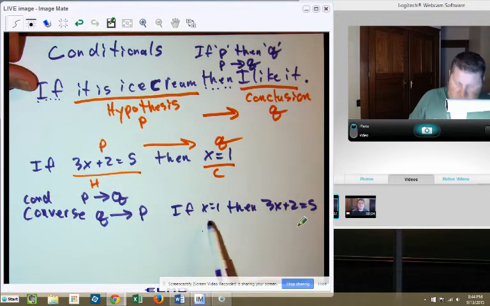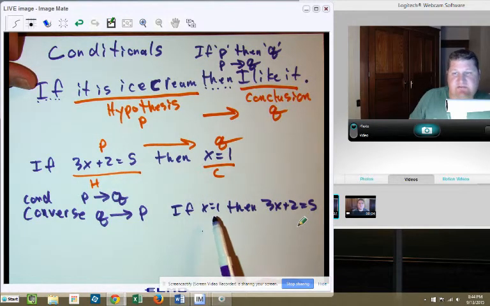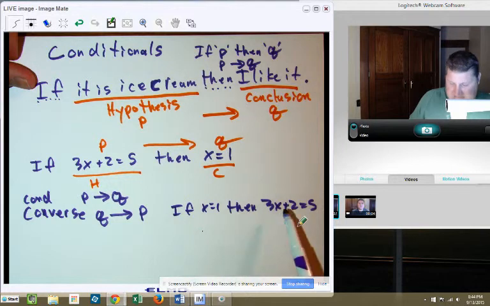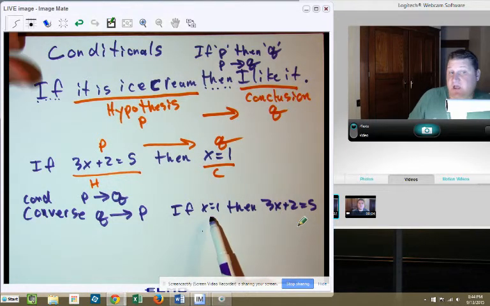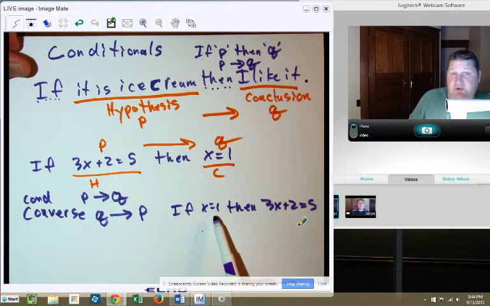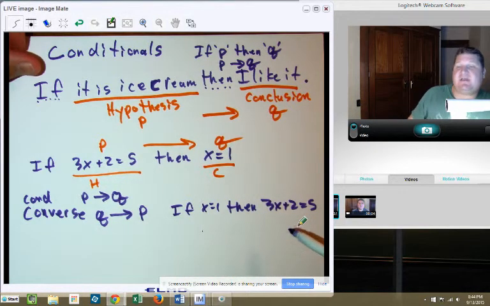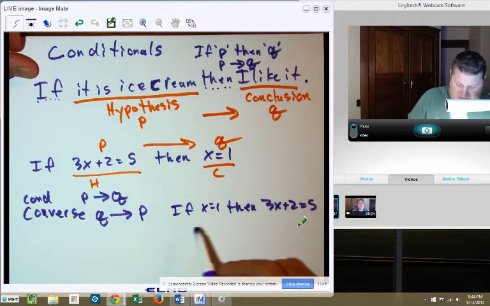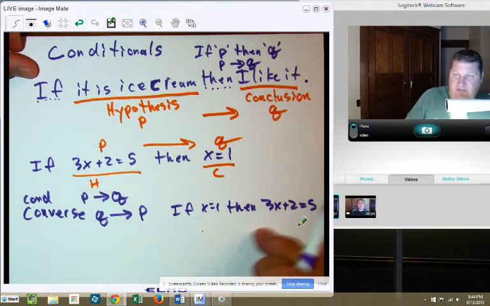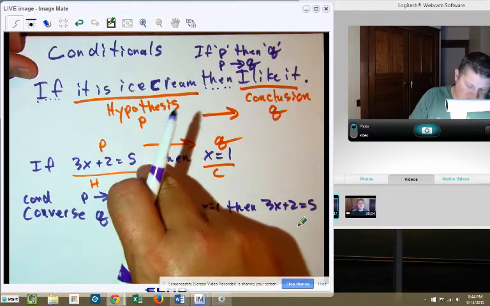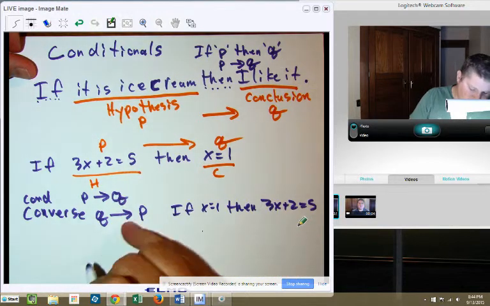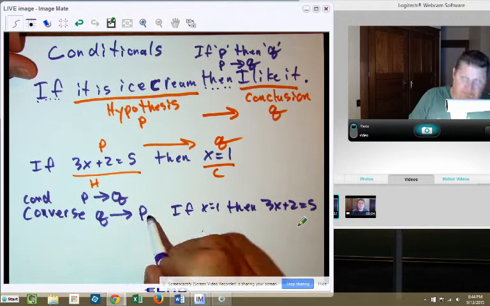However, if I turn it around, that's not necessarily true because x equals 1 is not guaranteed to have come from here. I could have said 2x equals 2. So if x equals 1, then 2x equals 2. I could have had an infinite number of options, but in this case, when you turn them around, it is not necessarily just as true as the original. Now that's the converse, made by simply switching the P and the Q.